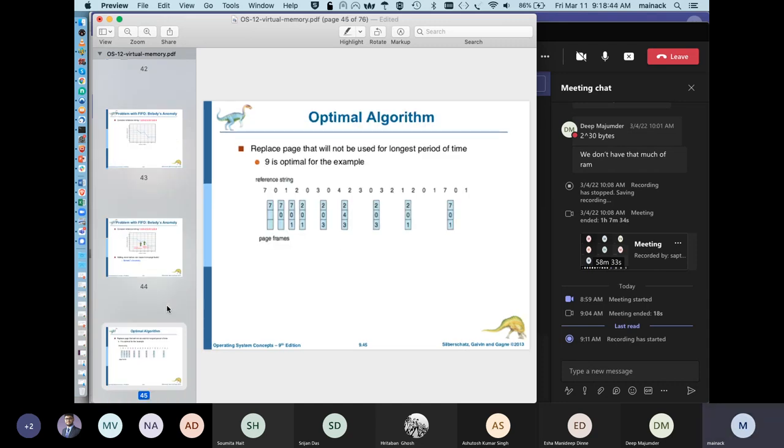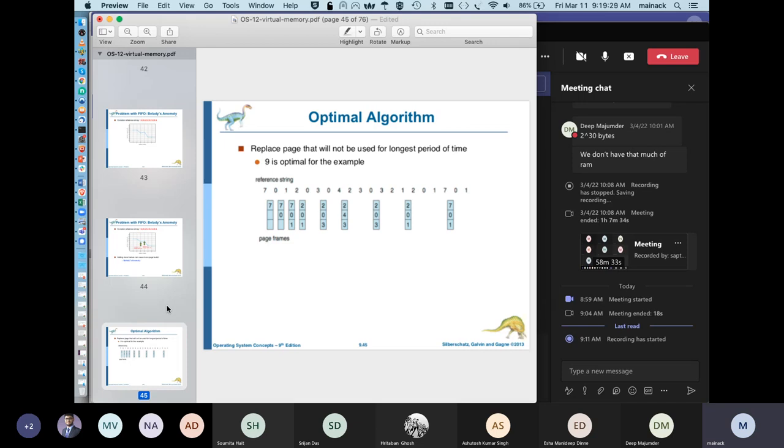Essentially, the OS researchers and developers came up with the idea: let's make something optimal and then compare all other algorithms against that optimal algorithm. So people came up with an extremely elegant optimal algorithm, which is that at any instant, whenever a new page request comes and you need to replace a frame, you replace the page that will not be used for the longest period of time in the future.